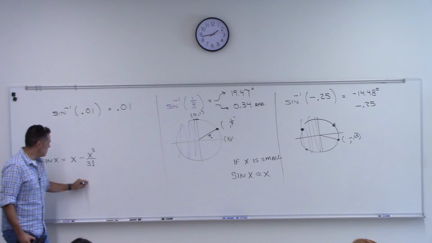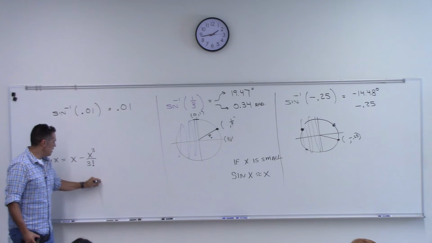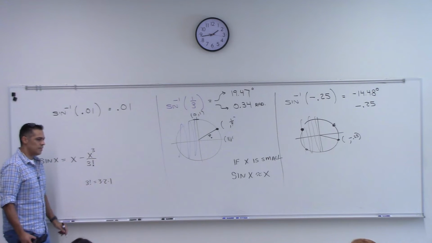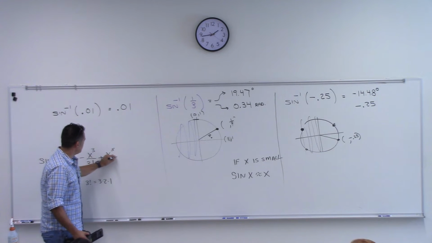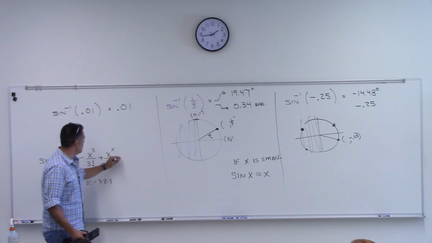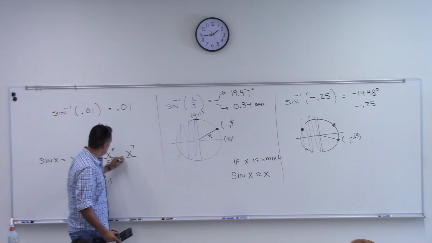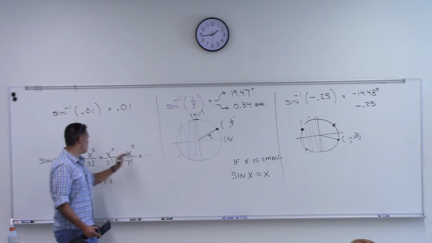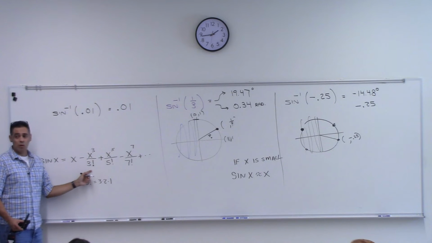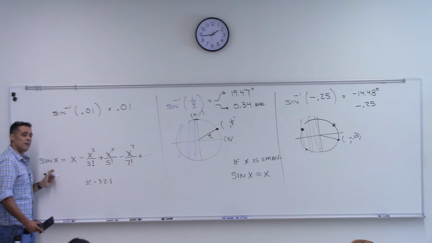What that means is 3 times 2 times 1. That's what that means. Plus x to the 5th over 5 factorial minus x to the 7th over 7 factorial. And this pattern goes forever. And this on the right-hand side is what's called the Maclaurin series for the sine function.